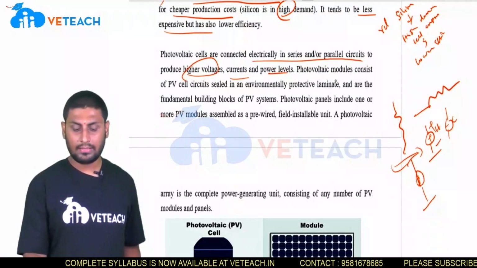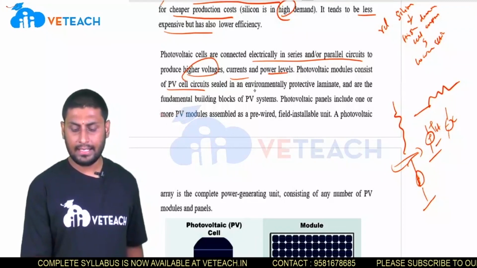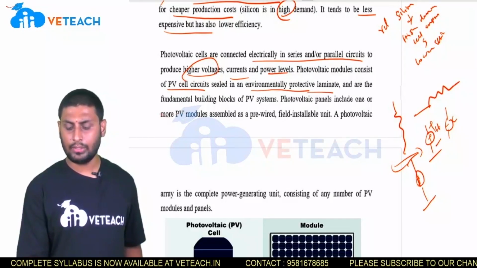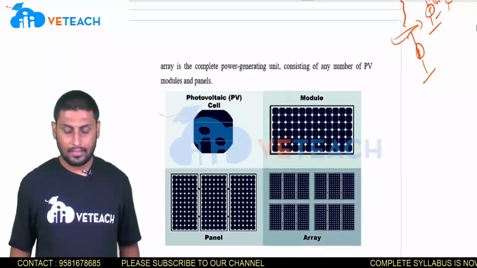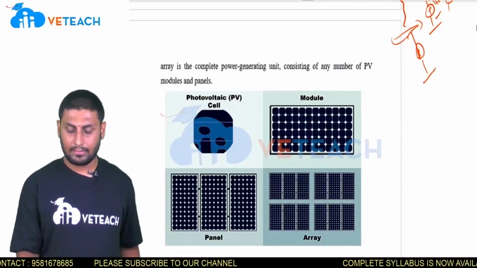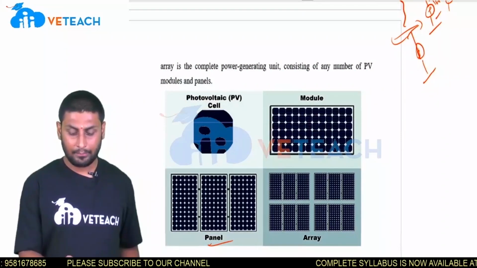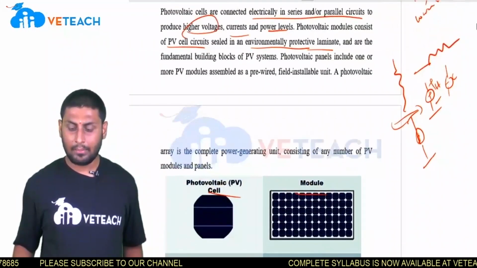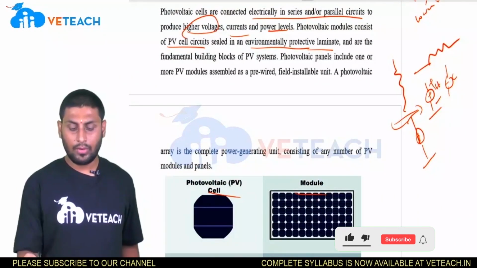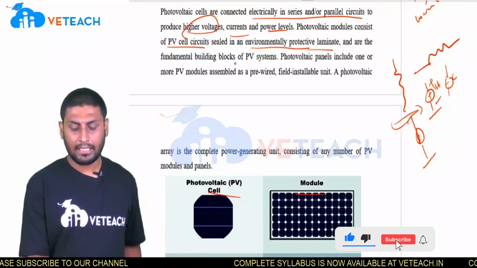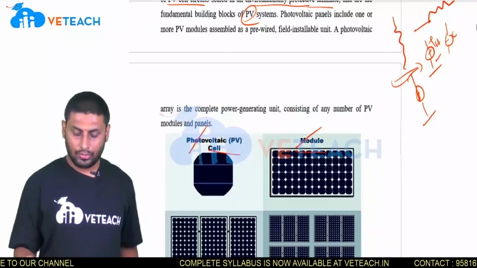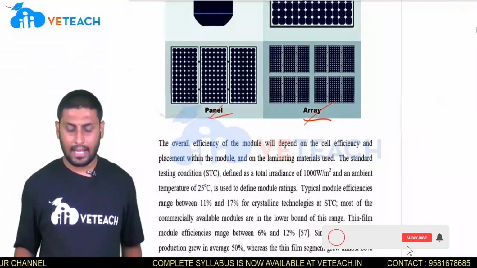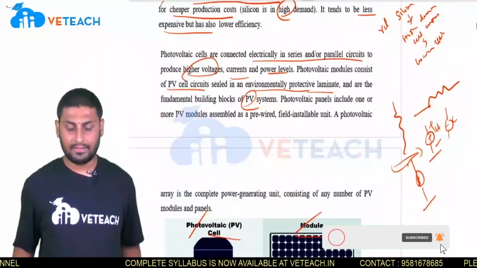Photovoltaic modules consist of PV cell circuits sealed in an environmentally protective laminate. See this block diagram: this is the photovoltaic cell, this is the module, this is the panel, and this is the array. These are kept in a protective laminate and are the fundamental building blocks for a PV system.